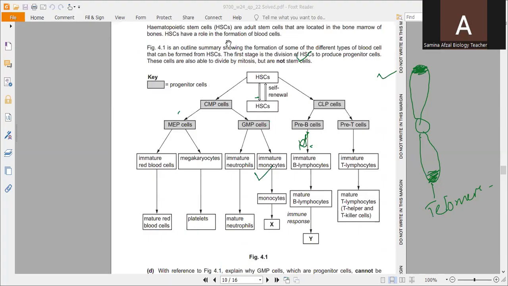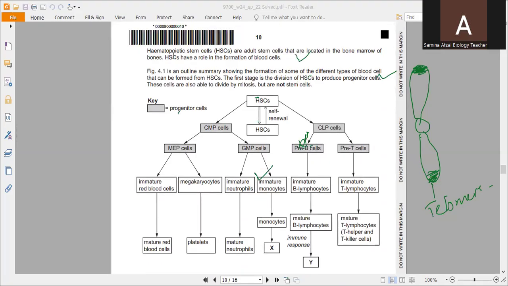So here you can see our next question is on hematopoietic stem cells. Hematopoietic stem cells are adult cells that are located in the bone marrow of bones. HSCs have a role in the formation of blood cells. Figure 4.1 is an outline summary showing the formation of some of the different types of blood cells that can be formed from HSCs.